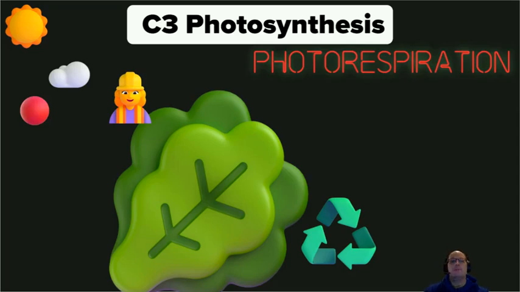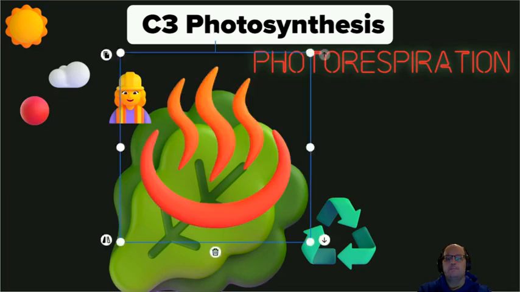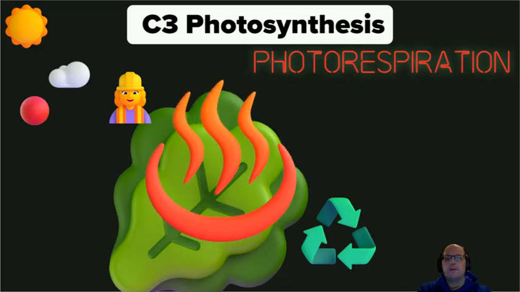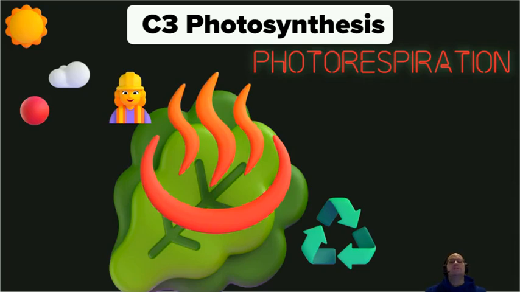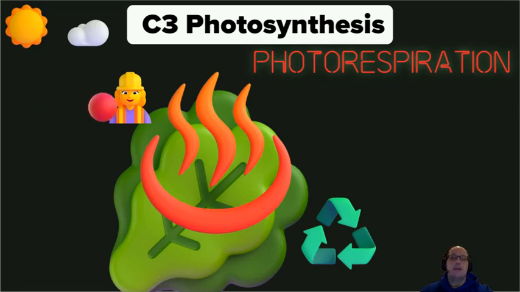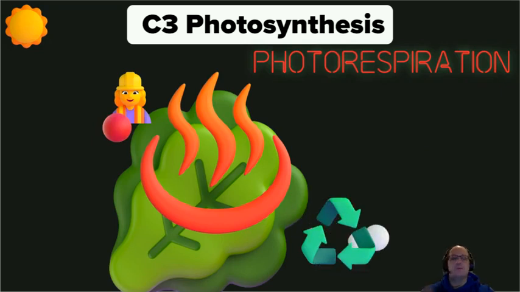Now, the other issue when temperatures get pretty warm is that Rubisco is going to get a little bit confused. Instead of grabbing something like carbon dioxide, Rubisco's going to end up grabbing oxygen. And if it's grabbing oxygen, it won't be able to take any CO2 into the Calvin cycle, and we won't be able to get any G3P formed, and we won't be able to form any glucose. Instead, the carbon dioxide stays in the atmosphere.